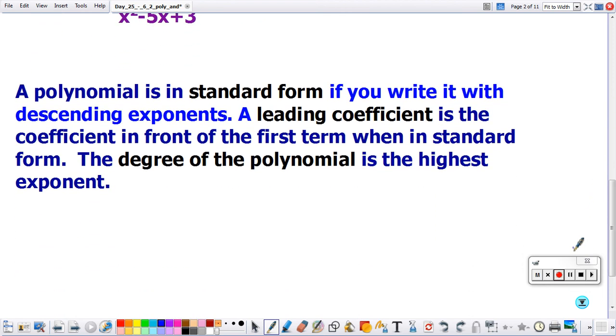And then something you have to add to your worksheet. This is not there, but you need to know what standard form is of a polynomial. So a polynomial in standard form is if you write it with descending exponents, meaning the exponents go down. Descending meaning going down. The leading coefficient is the coefficient of the very first term when it's in standard form, and the degree is the highest exponent of that polynomial.